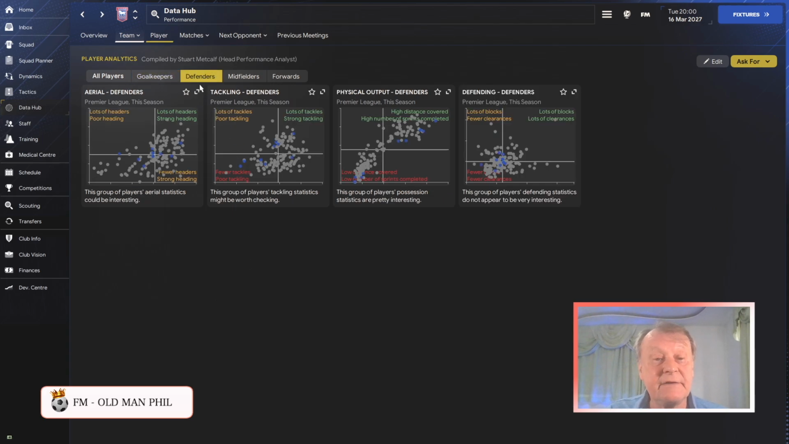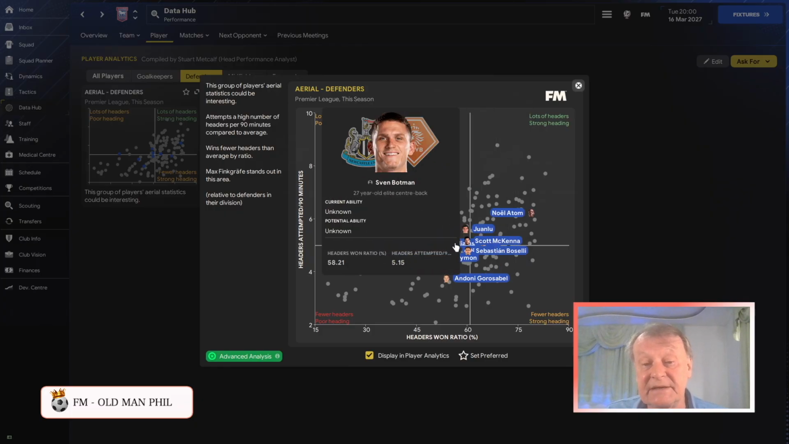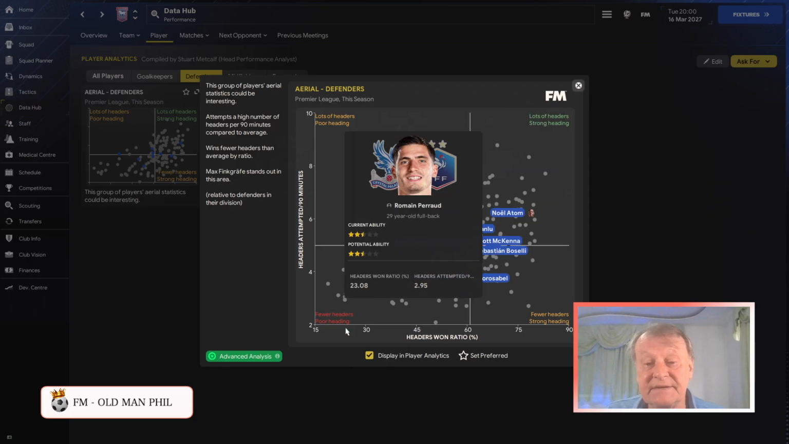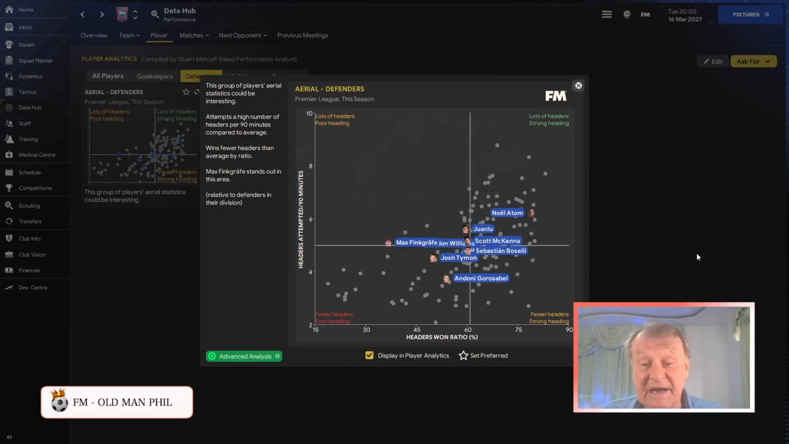I'm going to look at the aerial first for the defenders, and Atom stands out. And he is probably the best that I have in terms of aerial ability. The next one in line is Scott McKenna and Sposili and Sia. They are all around about average in terms of their heading ability, in terms of their amount of headers and how good and how strong those headers are. The stronger the header, the better the clearance.